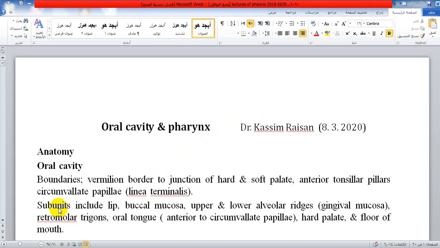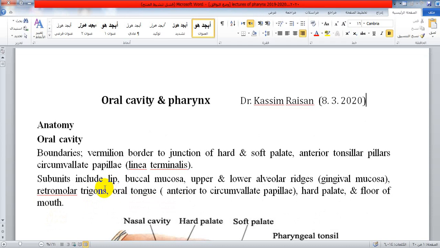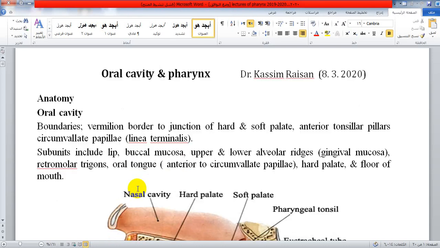The subunits of the oral cavity include the lip, the buccal mucosa, upper and lower alveolar ridges, retromolar trigone, oral tongue, which is the anterior two-thirds of the tongue, anterior to the circumvallate papillae, hard palate, and the floor of the mouth.